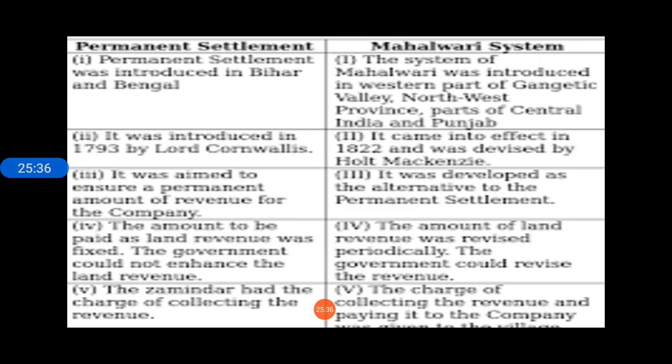This system was tried by Captain Alexander Reed in the areas of Tipu Sultan. Tipu Sultan, that is which area? Mysore area, which is presently in Karnataka. Later this system was developed by Thomas Munro. Here you can see the difference between the permanent and Mahalwari systems, students. This is very, very important. All the points I have already explained to you.